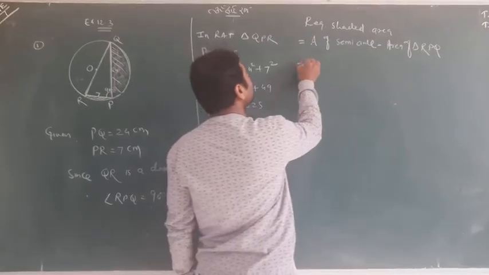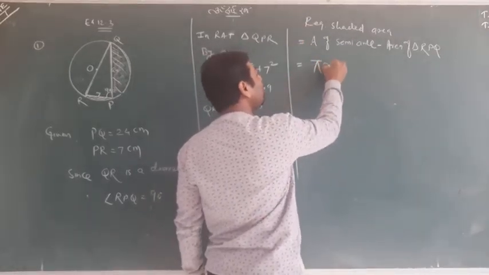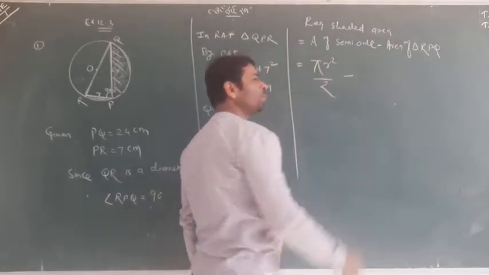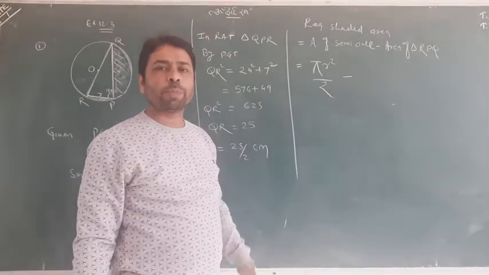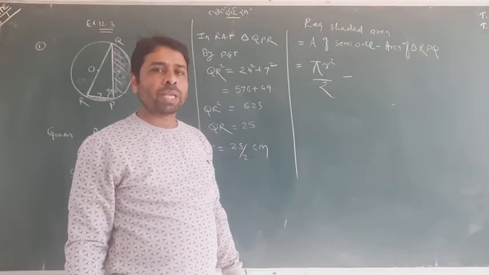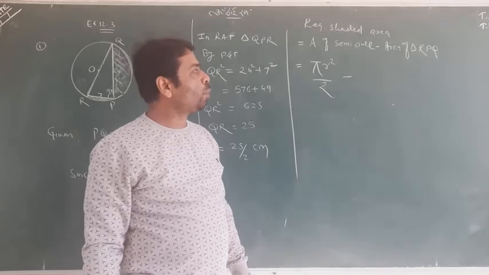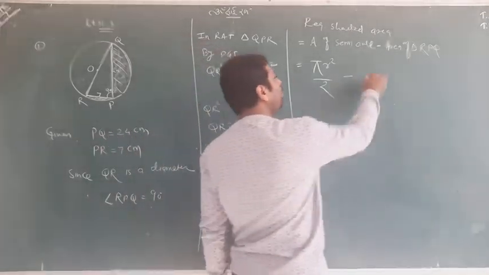So what is the area of the semicircle? Pi r square upon 2, because pi r square is the area of a circle, so the semicircle area will be half. And what about the area of a right angle triangle? 1 upon 2 base into height.